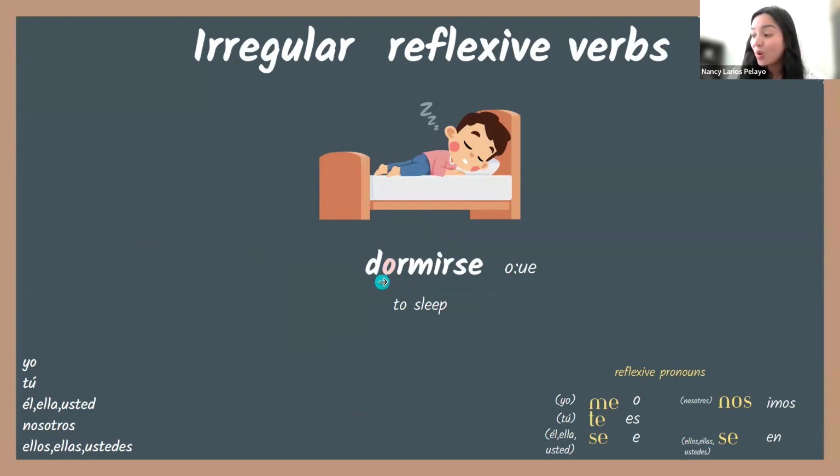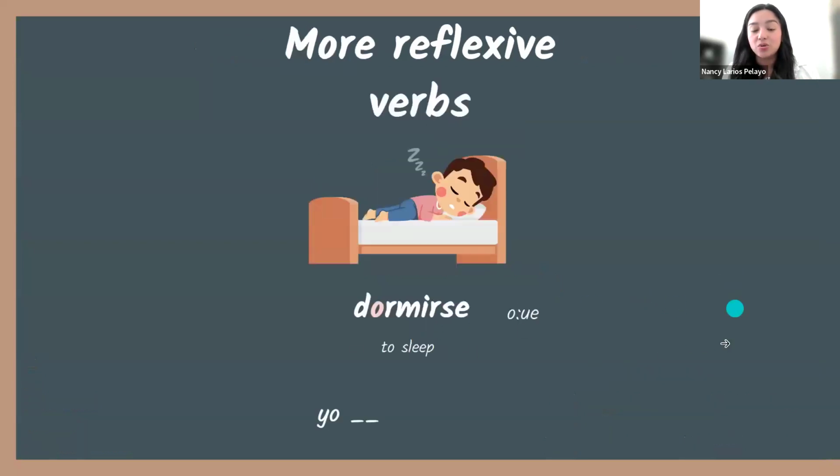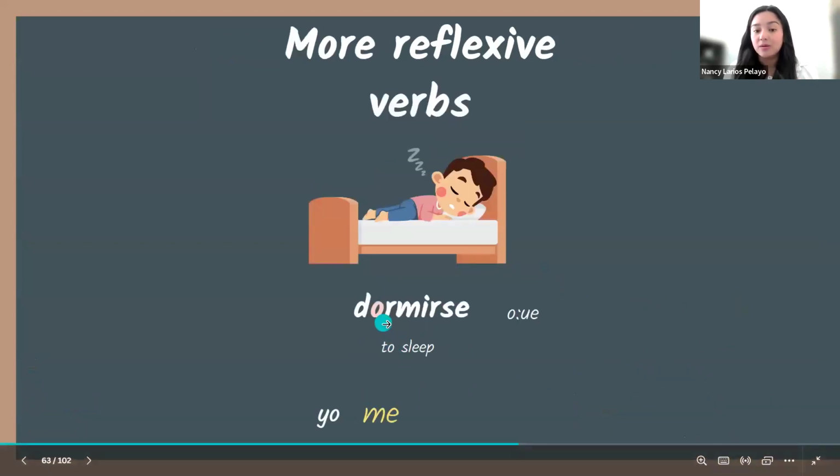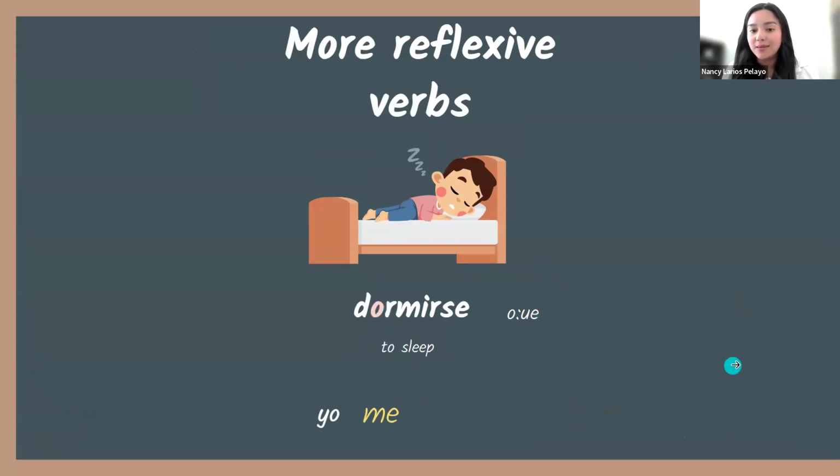Now, dormirse is the same thing, okay? Dormirse changes from O to UE. So you're going to repeat the same steps, right, that we just did on the whiteboard, right? Yo me, right? And now we're replacing that O with a UE. Yo me duermo. Tú te duermes. Ella se duerme. Nosotros, nos. Does this one have a stem change? Do we change that O to UE in nosotros? No. Nos dormimos. Okay. Ustedes se duermen.